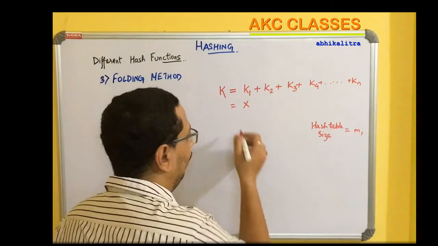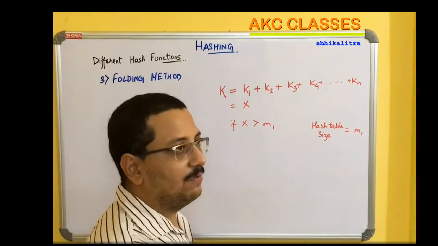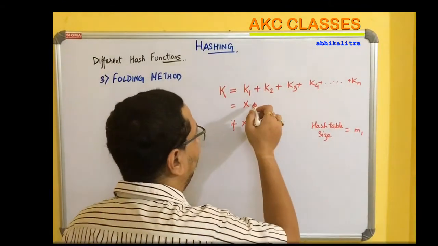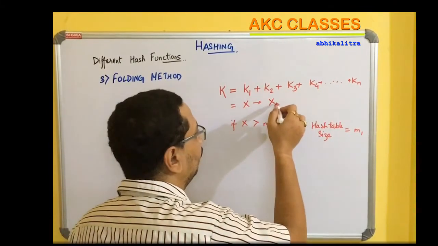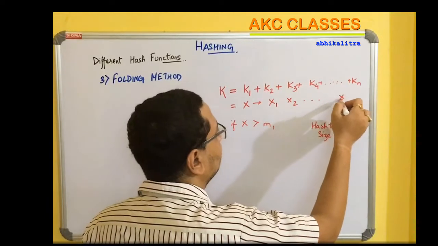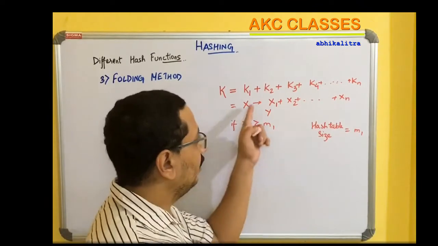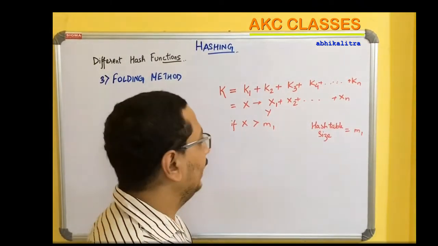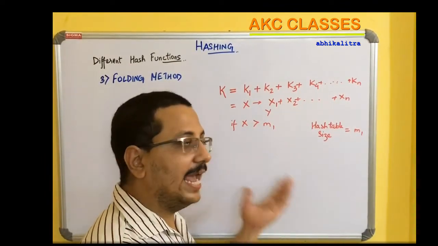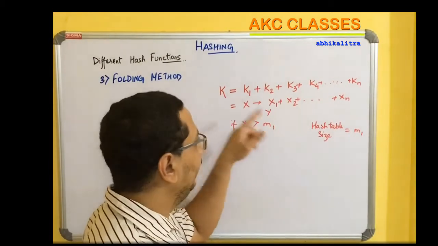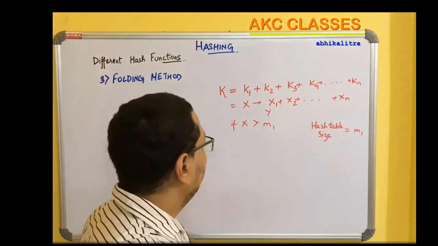This is m1. Now, if x is greater than m1, what happens? If x is greater than m1, some books say that we have to again chop x into x1, x2, ..., xn. Again, we have to add all the elements and then obtain another value y. So this process of chopping and adding will continue until the added result that we obtain is not less than m1. If it is less than m1, we store that key k into the index value that we obtain after adding all the chopped pieces, right? So this is a method.